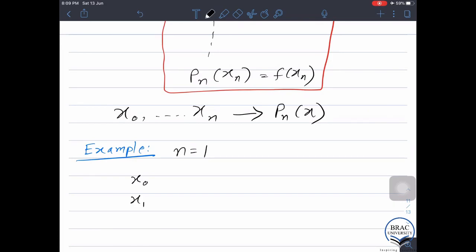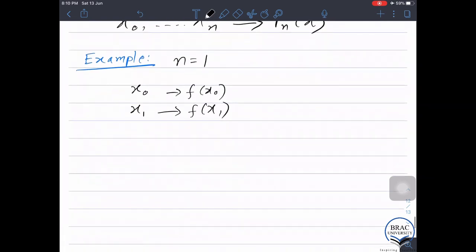And what else do I know about it? I know f of x0 and I know f of x1. That's it. I don't know how the function looks like. Okay, this is the idea of polynomial interpolation, is that I don't know how the function looks like, but what I know is the value of the function at some point.